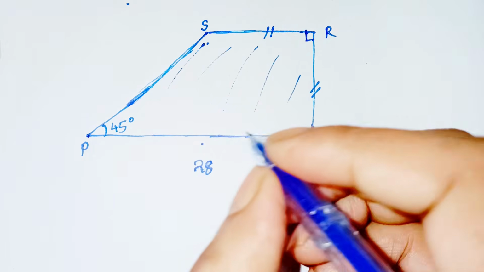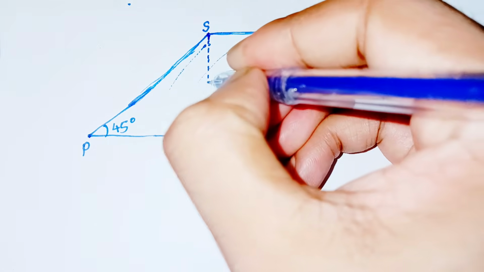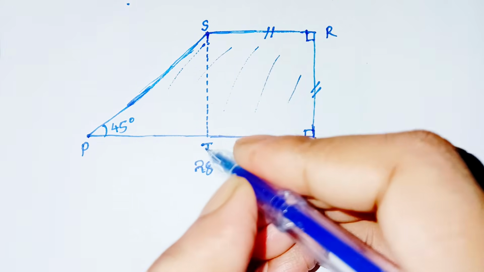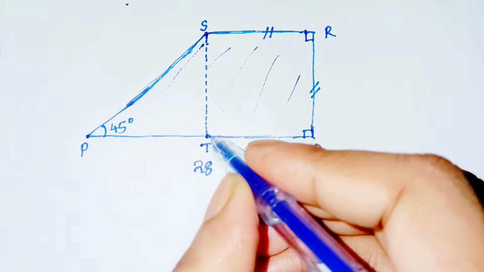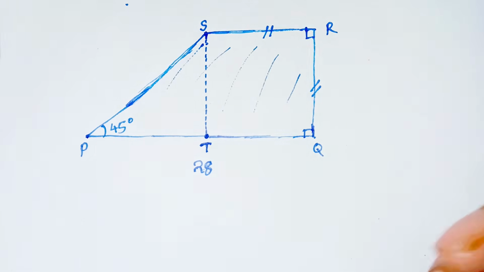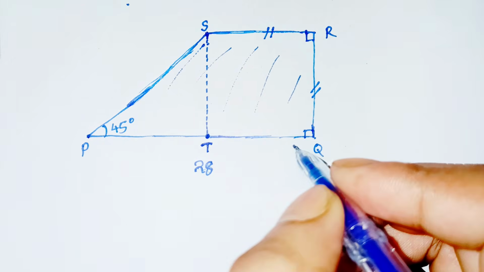Now, here's the key construction. Imagine drawing a perpendicular line from point S straight down to the bottom base, PQ, and let the point where it meets the bottom base be T. This divides the trapezoid into two simpler shapes.